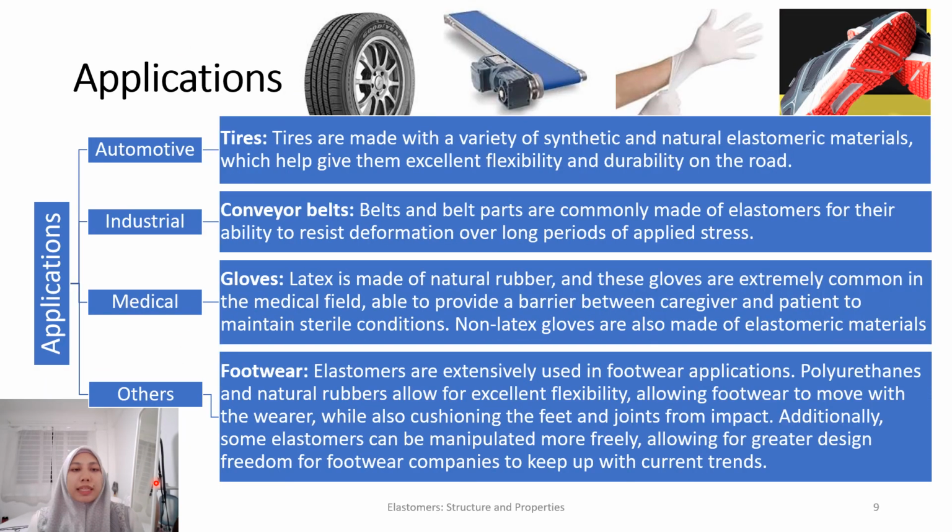These are few applications of elastomers in industries. First, in automotive, we have tires. Tires are made with a variety of synthetic and natural elastomeric materials, which help give them excellent flexibility and durability on the road. In industrial, we have conveyor belts, and belt parts are commonly made of elastomers for their ability to resist deformation over long periods of applied stress.